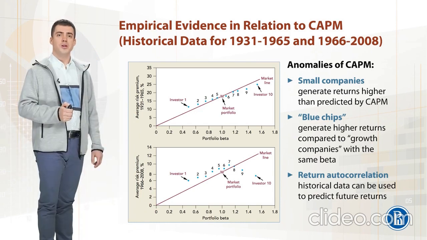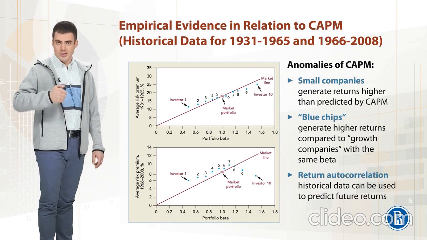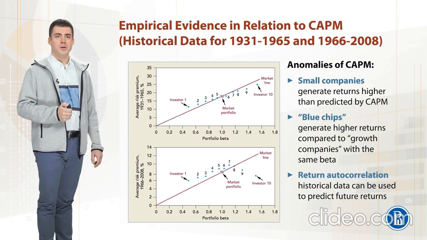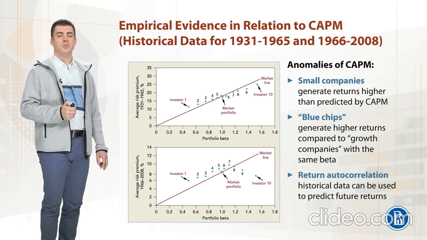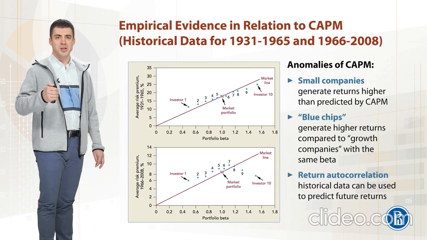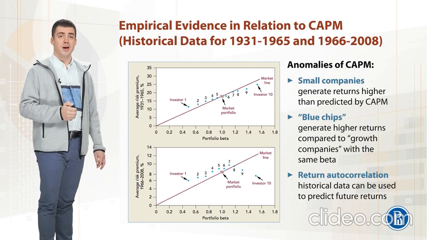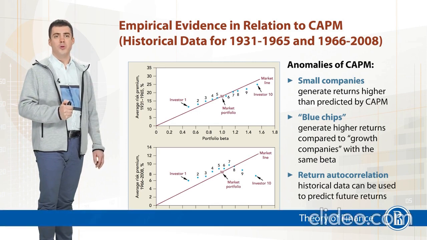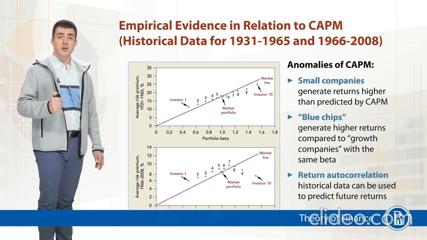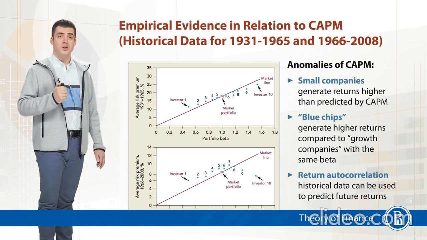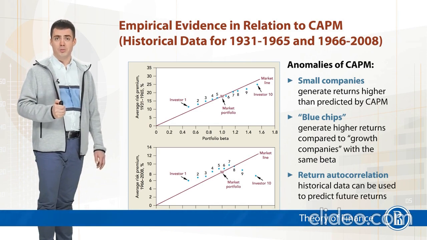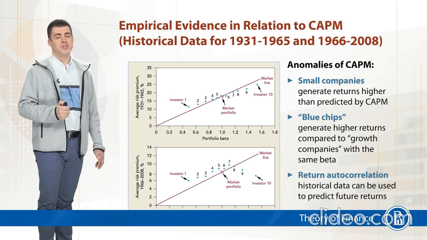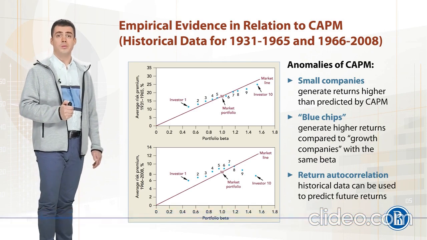All these anomalies were included into the further development of the capital asset pricing model, which I will consider in the next section of this lecture. However, some of them were also put forward in order to develop an alternative theory called the Fama-French three-factor model, which I'm going to consider in my next lecture.